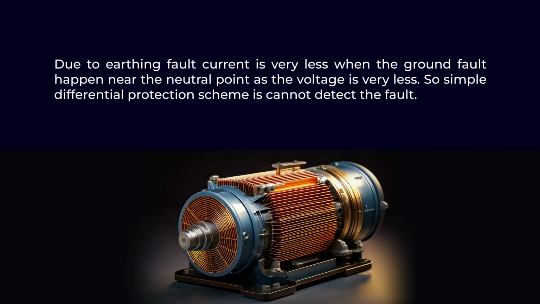Due to this, the fault current is very small when a ground fault happens near the neutral, because the voltage near the neutral is very low. So, a simple differential protection scheme cannot detect the fault. In such a situation, it is impossible to protect the whole stator winding of a star connected alternator. It is usual practice to protect only 85% of the winding.